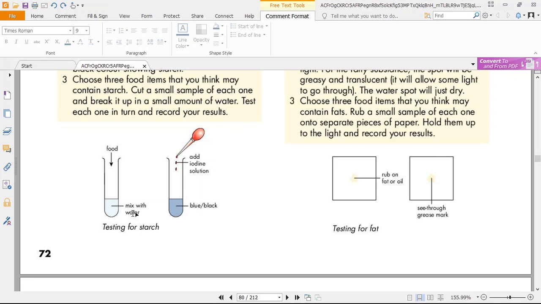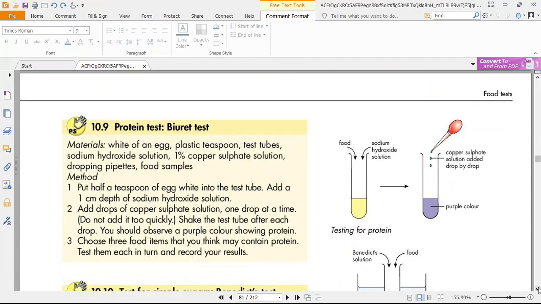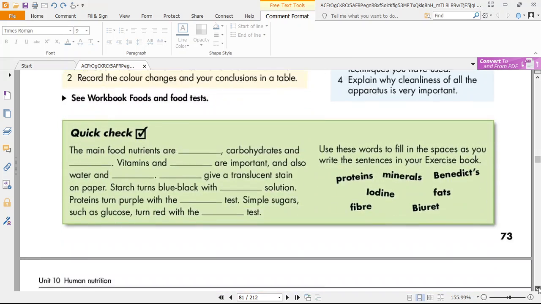Another test that you can do is get that food substance, put some alcohol inside, and mix up the food substance with the alcohol. If it turns cloudy white, then fat is present. It is the same way to test for oil.